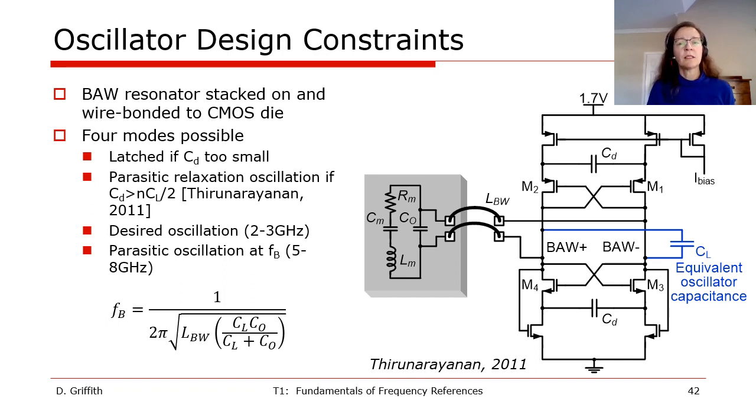The third mode is the desired oscillation, which is at the loaded resonance frequency of the ball resonator, which for most ball resonators is somewhere in the 2 to 3 gigahertz range due to those thin film manufacturing capabilities we talked about. Finally, there can be a fourth mode where there's a parasitic oscillation that we'll call FB, which is where the bond wires and the equivalent load capacitance from the oscillator CL and the shunt capacitance from the ball resonator C0 form a resonance. So in other words, the design can really be a lot more constrained than your typical 2.5 gigahertz oscillator.